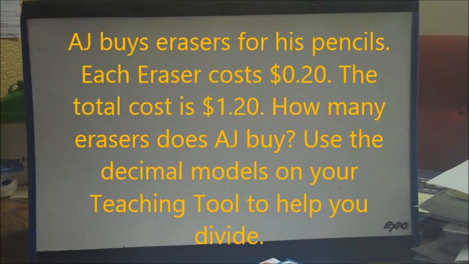AJ buys erasers for his pencils. Each eraser costs 20 cents. The total cost is $1.20. How many erasers does AJ buy? Use decimal models on your teaching tool to help you divide. Okay, so we've got a problem here, and now we're going to solve it using decimal grids.